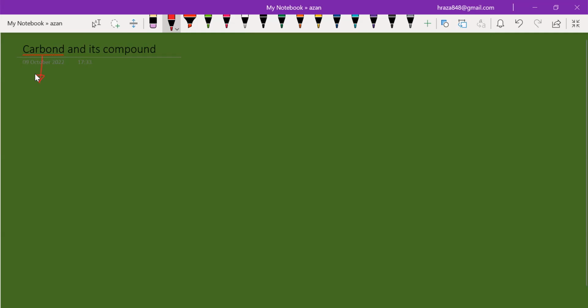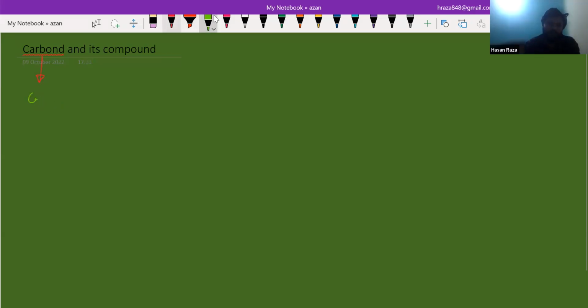Sir, I think it is non-metal. Yes, carbon is a non-metal, and this chapter is very important if you are going to take science in class 11.